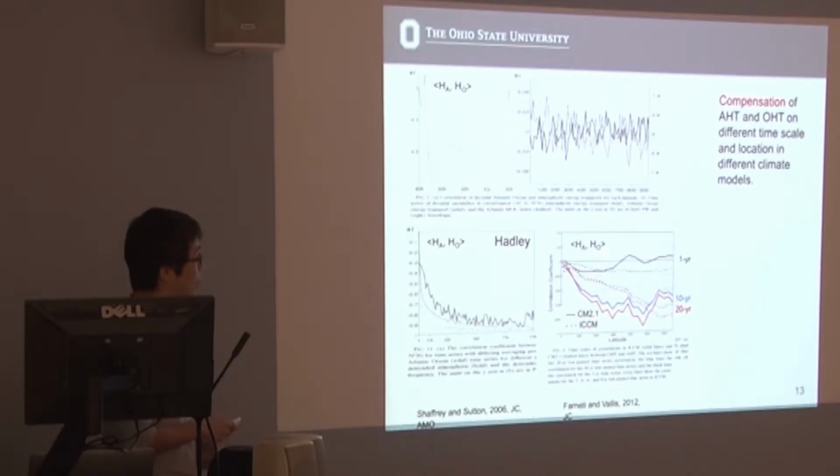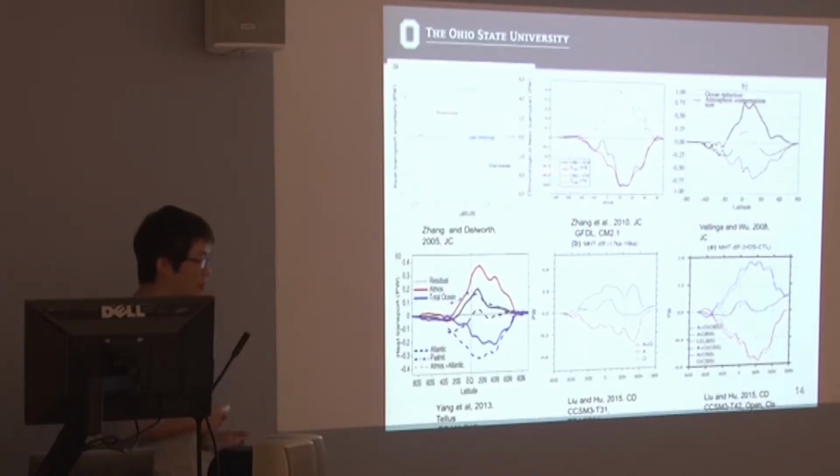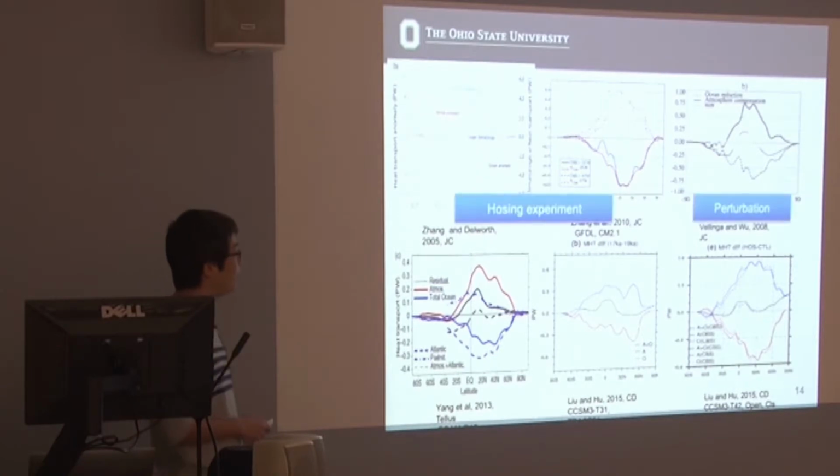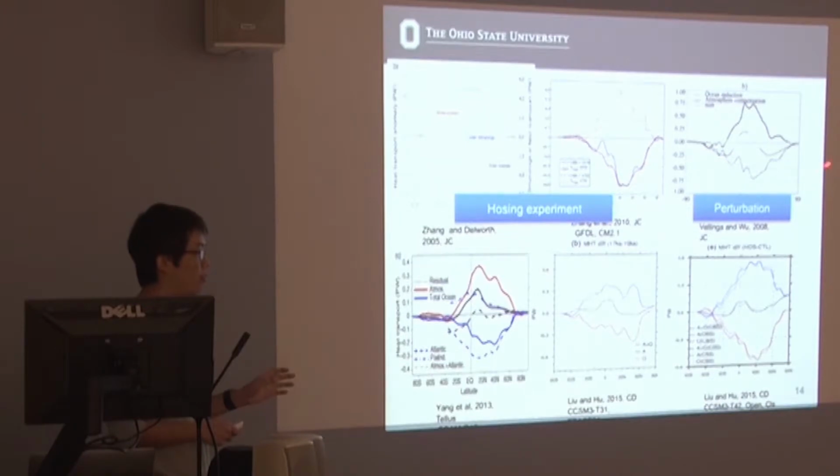Similar results are found in the GFDL model, where the strong negative correlation is on decadal time scales. And in other studies, for example in the hosing experiment, or where we randomly perturb the model parameters, we found that the reduced ocean heat transport is always compensated by an intensified northward atmospheric heat transport. So in a word, the Bjerknes compensation is a very robust feature of our climate.